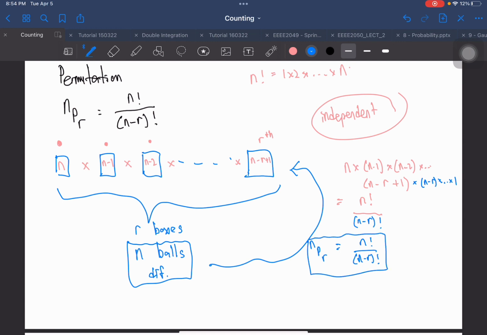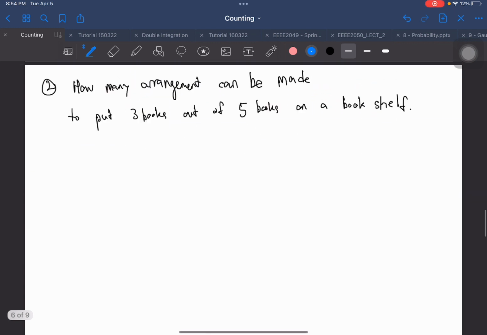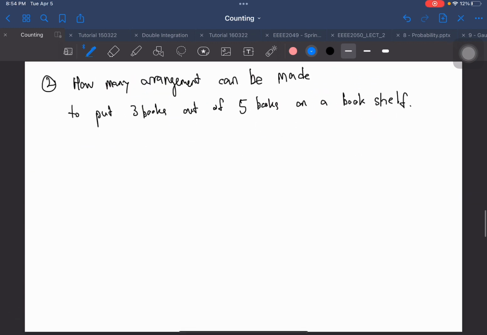Note that for NPR, the arrangement is important. Arrangement is the concept that differentiates permutation and combination. For permutation, arrangement is important. Okay? So let's do an easy example here.